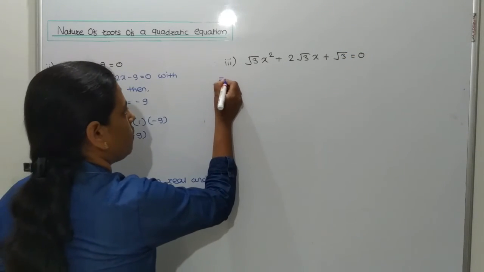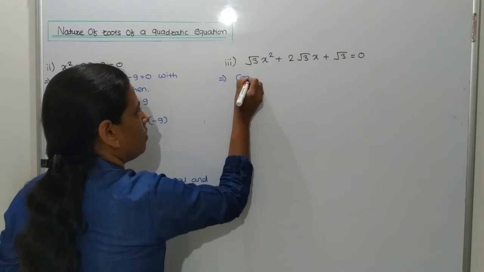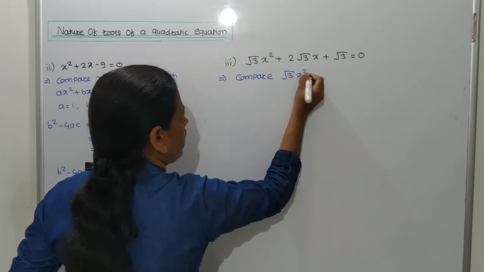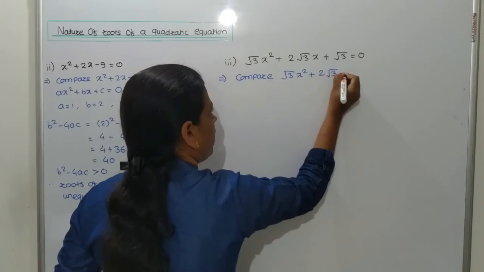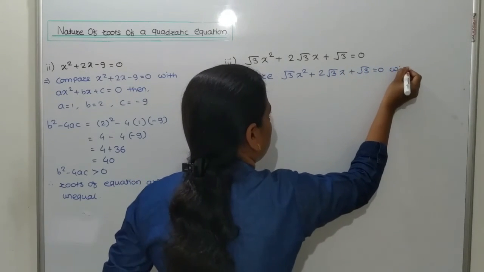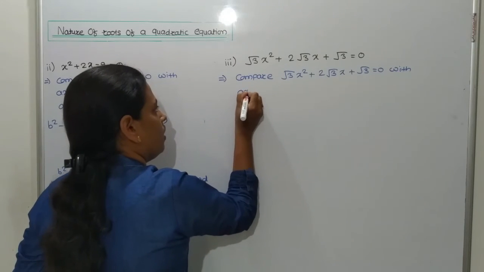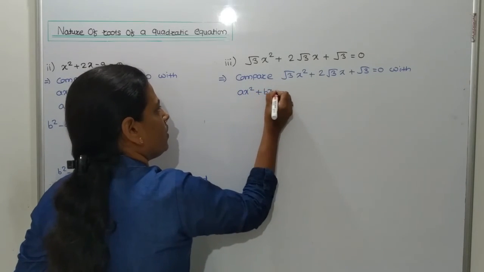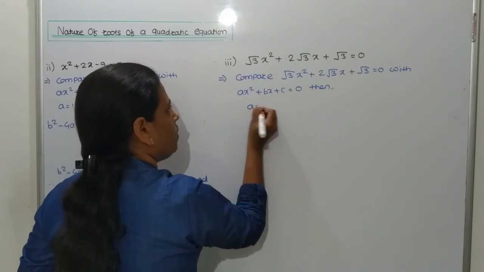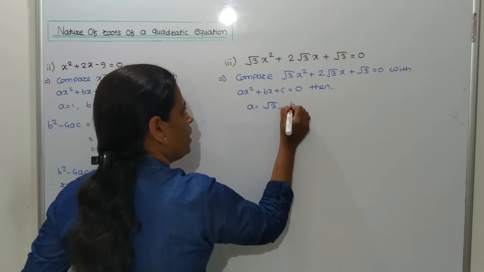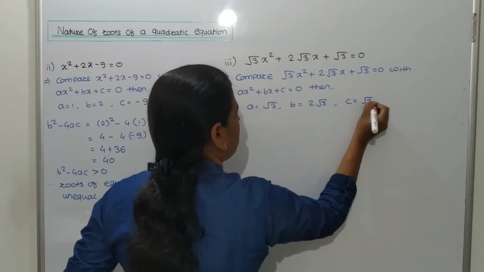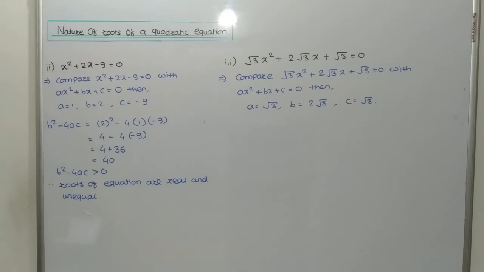So how to solve this? First of all, compare root 3x square plus 2 root 3x plus root 3 is equal to 0 with ax square plus bx plus c is equal to 0. Then a is equal to what? Root 3. B is equal to 2 root 3. And c is equal to root 3. You have to get these values a, b and c.